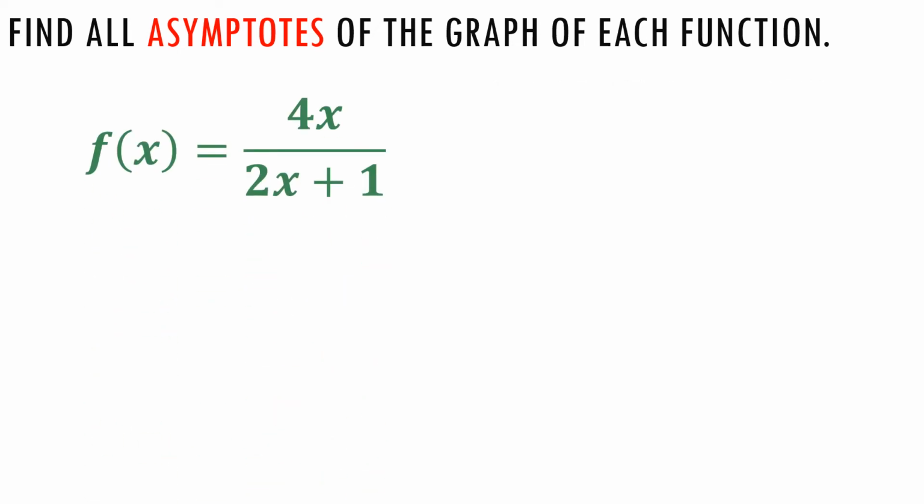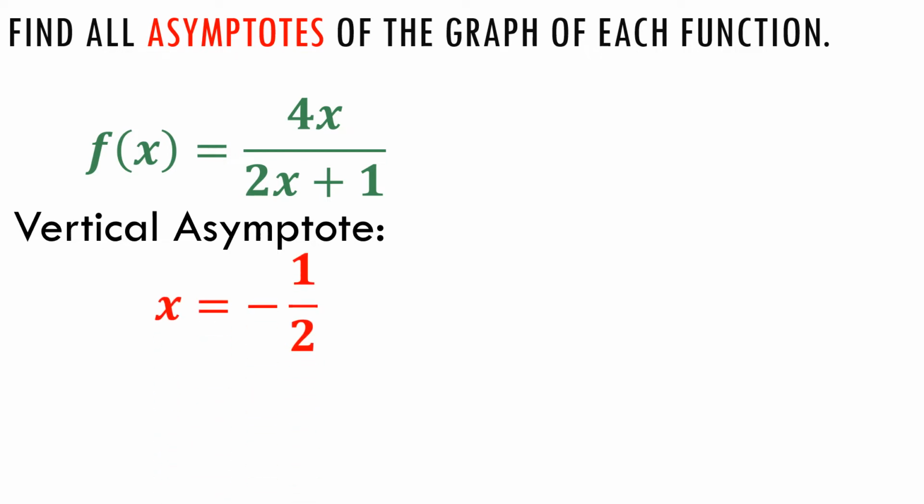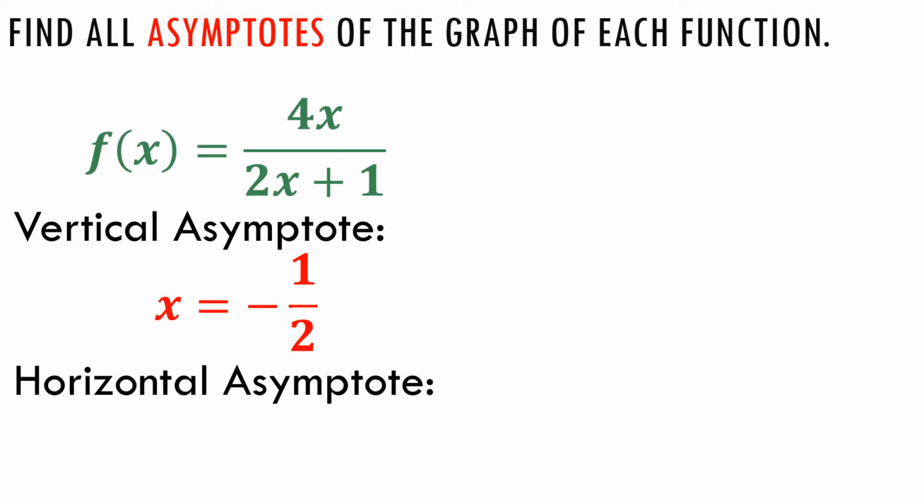Next, we have f of x equals 4x all over 2x plus 1. For the vertical asymptote, let's find a value of x that will make the denominator equal to 0. Therefore, we have x equals negative 1/2. For the other asymptote, let's look at the degree of the numerator and the denominator. They are equal: the degree of the numerator is 1, and the degree of the denominator is also 1. Therefore, we have a horizontal asymptote.